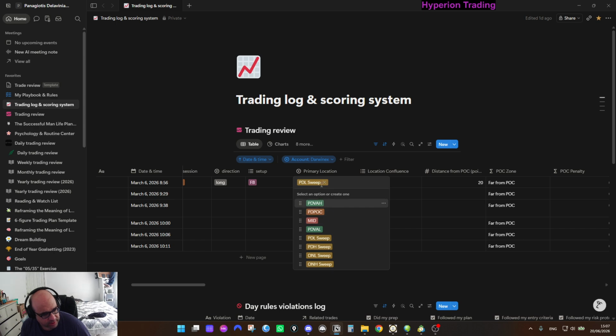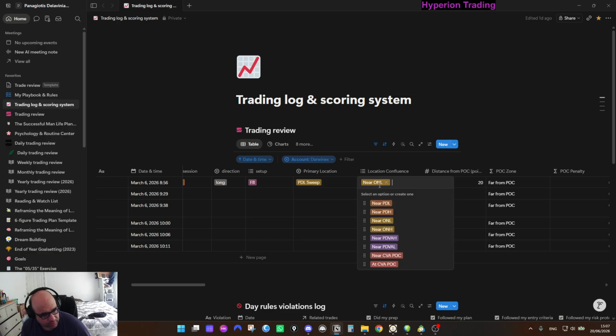Now in our example, let's say we have the previous day low sweep. Do we have any confluence? Was there any other confluence in the location? Was it, for example, near the overnight low? Was it near the previous DVA low, or at the CVA poke, or any other confluence? By the way, I need to see how to insert the higher time frames into the location confluence. This is not something more advanced, and maybe I need to add it.